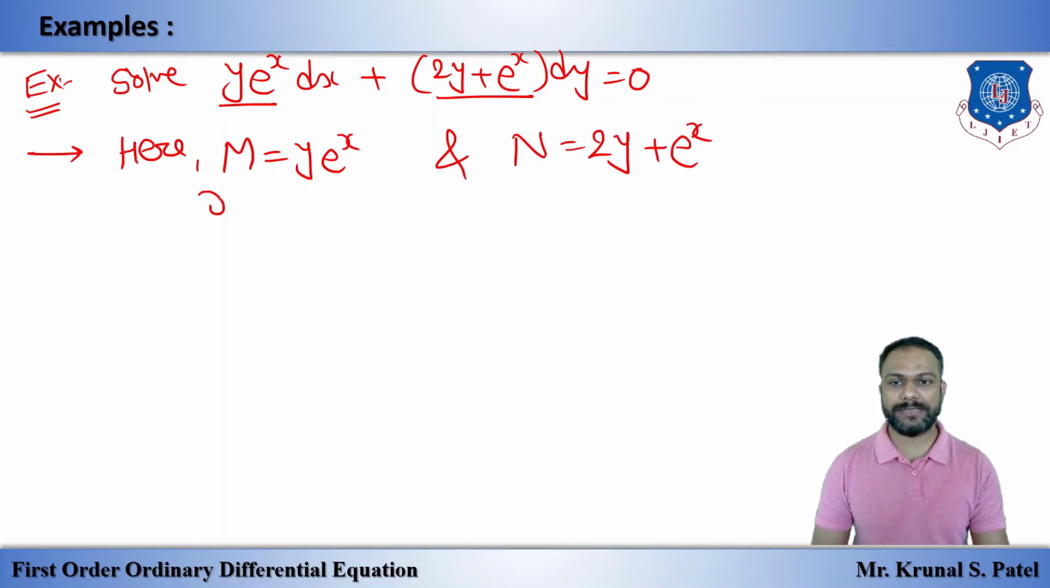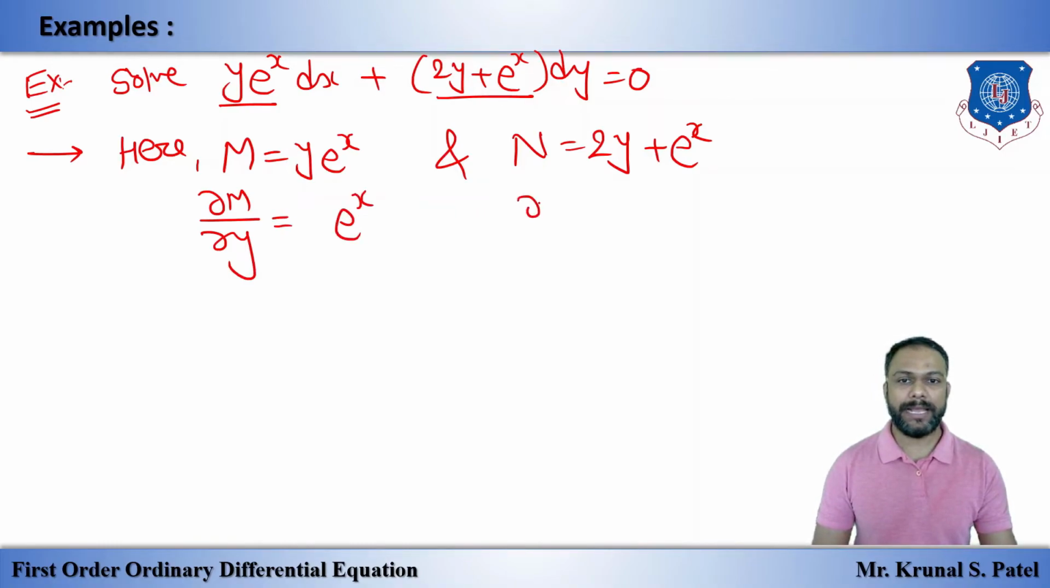So we'll differentiate this m with respect to y partially. So this e raised to x is constant and the differentiation of y is 1, and we differentiate n with respect to x.